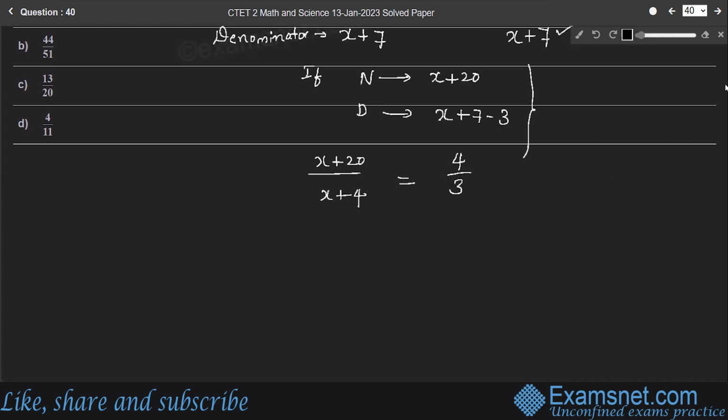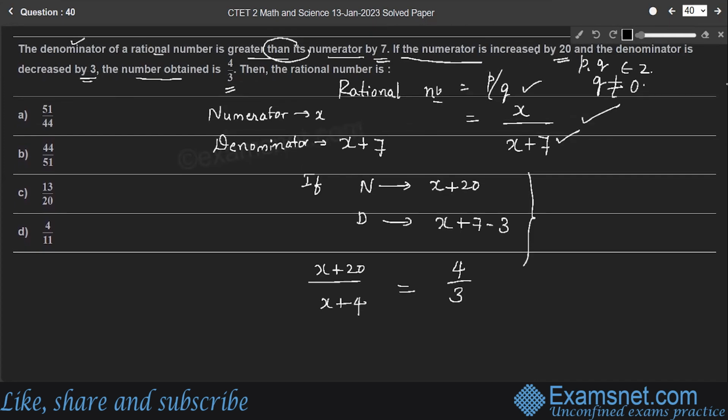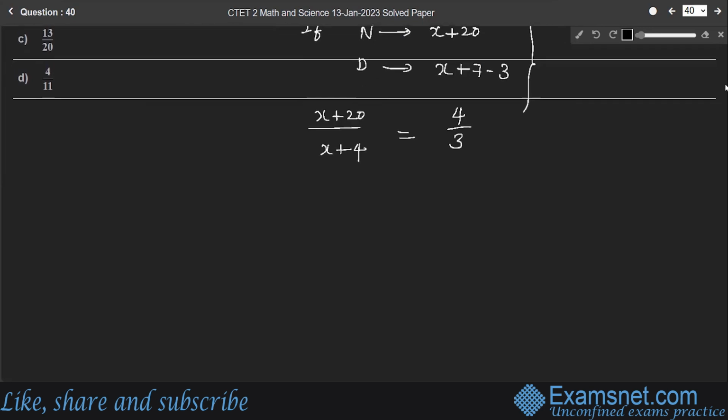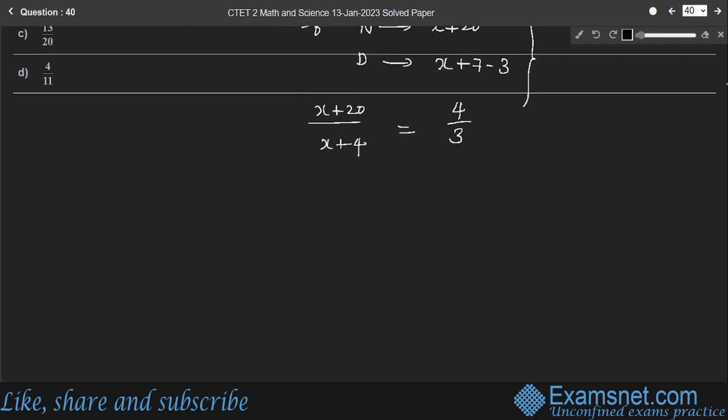Therefore, the rational number is x by x plus 7. What is that rational number? To find that, we have to find the value of x, right? Then only we'll get the rational number. So, using this relation, (x plus 20) by (x plus 4) is equal to 4 by 3, we'll find the value of x. So, 3 into (x plus 20) is equal to 4 into (x plus 4), right?